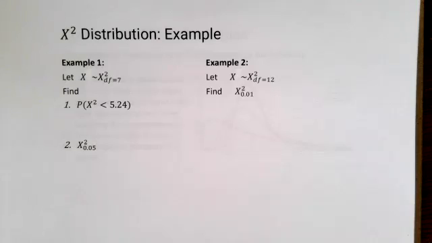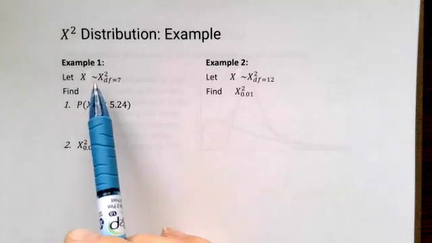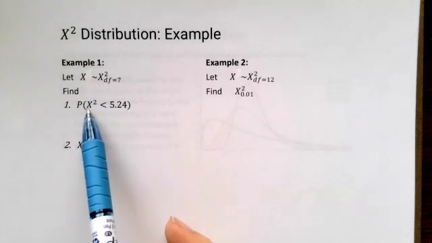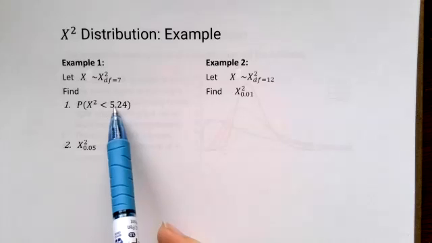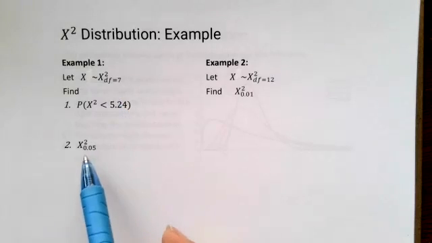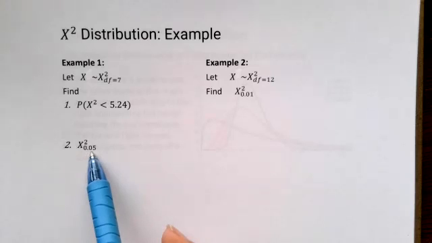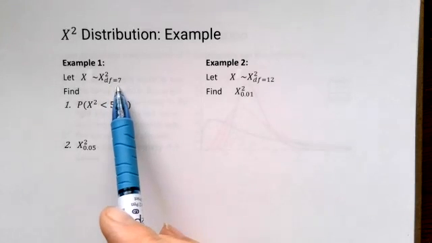Again, let's take a look at how we're going to use the statistical tools that we use in this class to find the chi-square to the left of 5.24, and also the chi-square with the area to the right of it being 0.05, for the chi-square distribution with degrees of freedom 7.